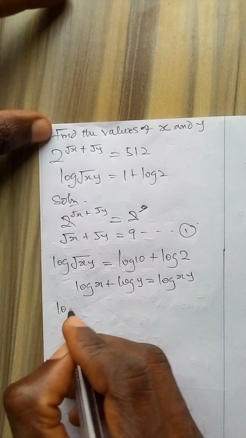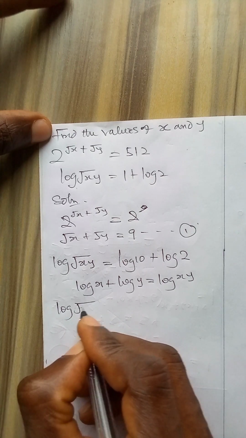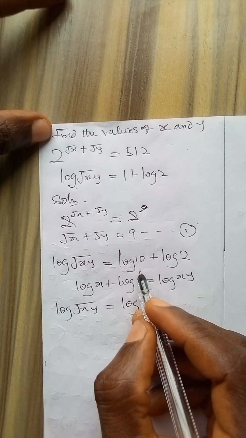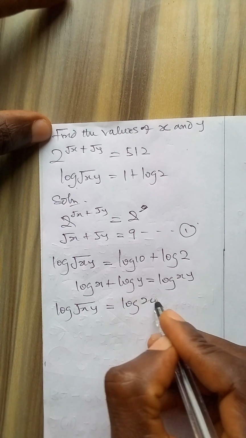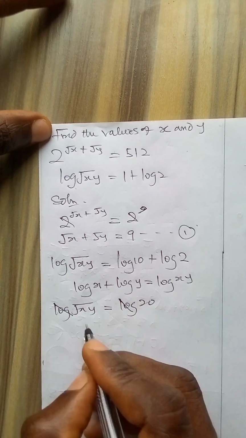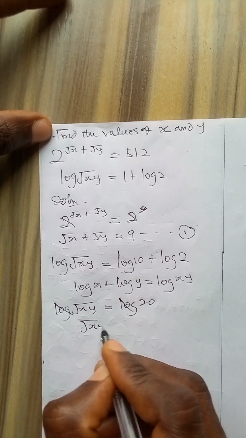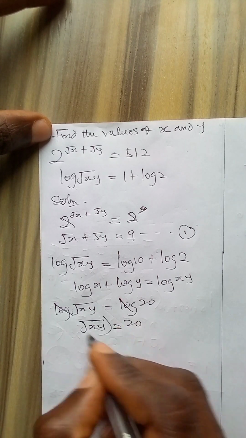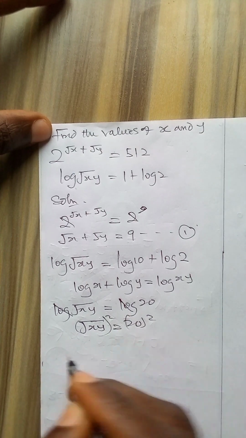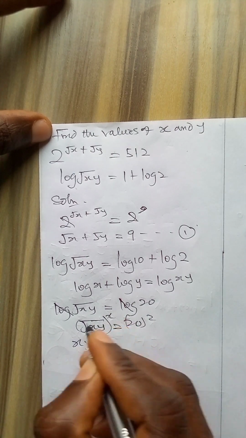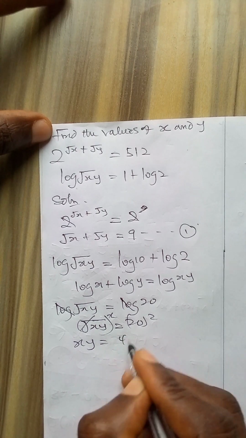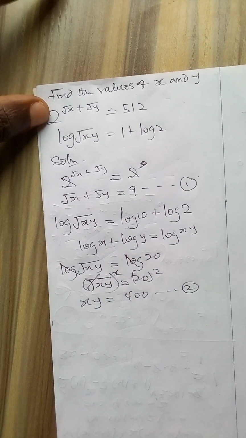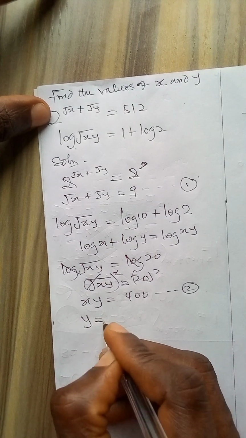So I have log to base 10 of root xy is equal to log to base 10 of 10 times 2, which is 20. So this log will cancel this log, remaining root xy is equal to 20. Now I'll have to square both sides. xy, because this will cancel this, will now be 400. This becomes equation 2.